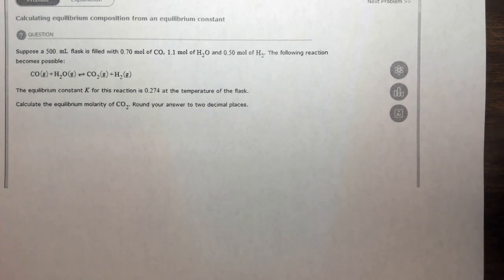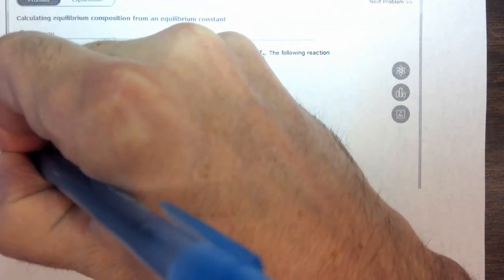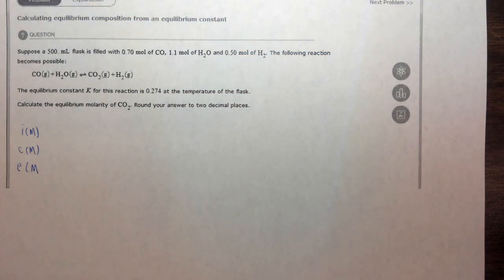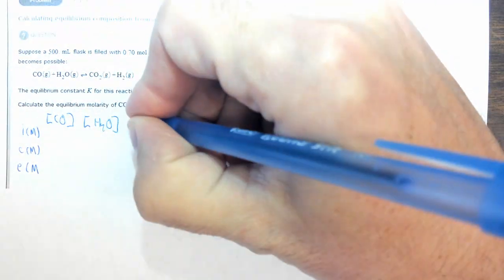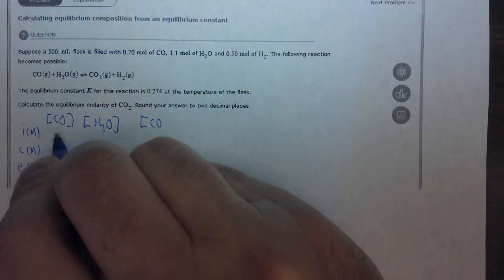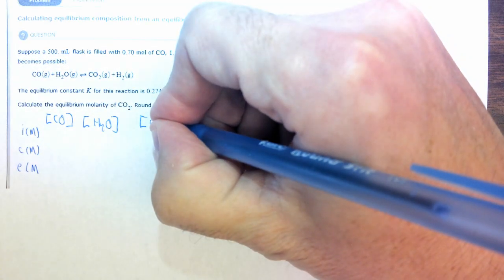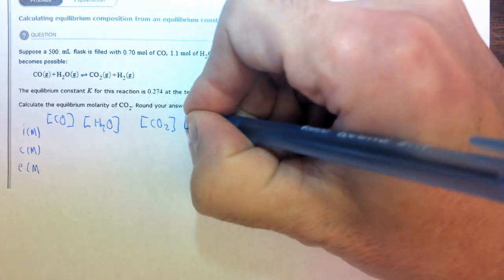So first I want to set up the ice table. So the ice is the initial, which is going to be in molarity, the change, and the equilibrium concentrations. And I need the concentrations of everything. So first my reactants, carbon monoxide and water, and my products are carbon dioxide and hydrogen.